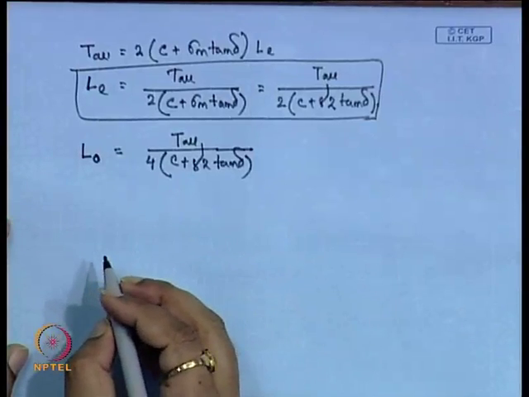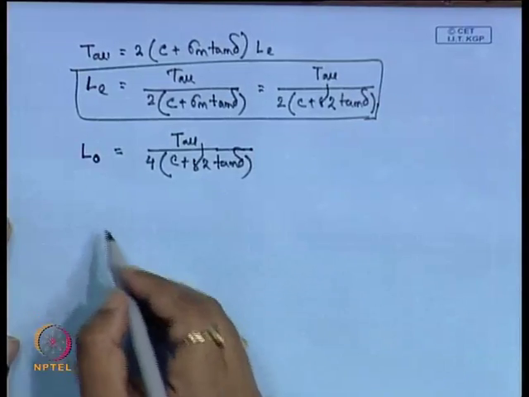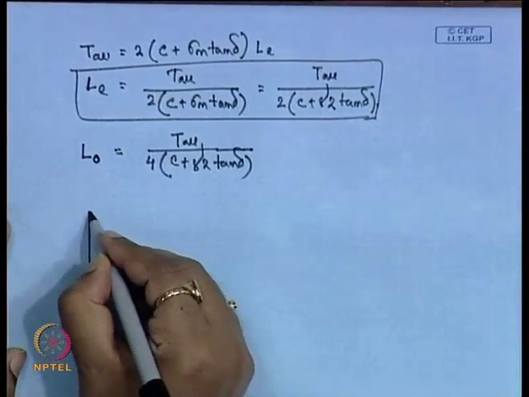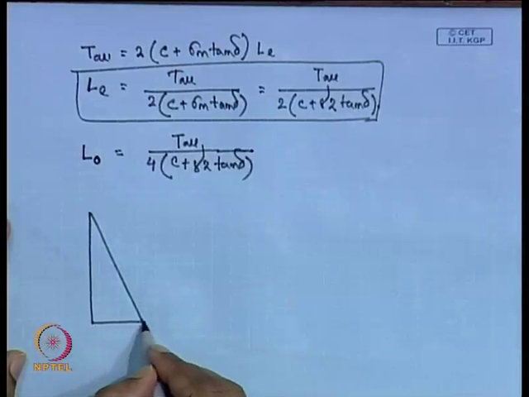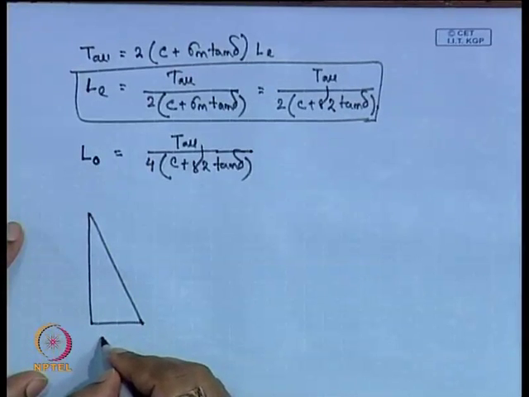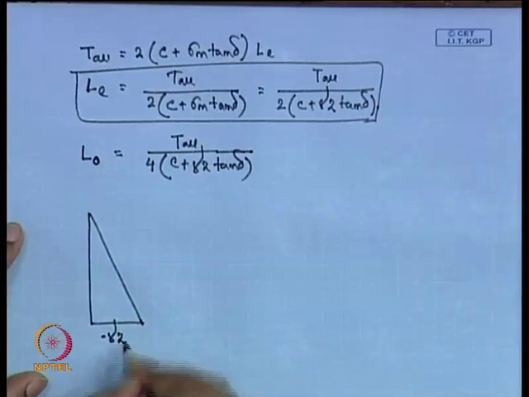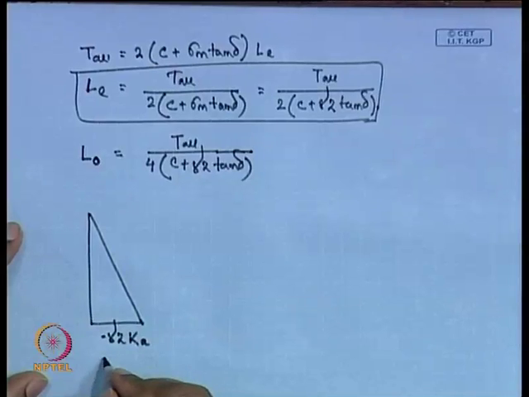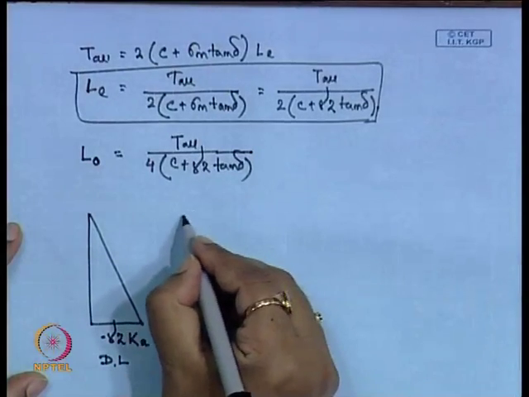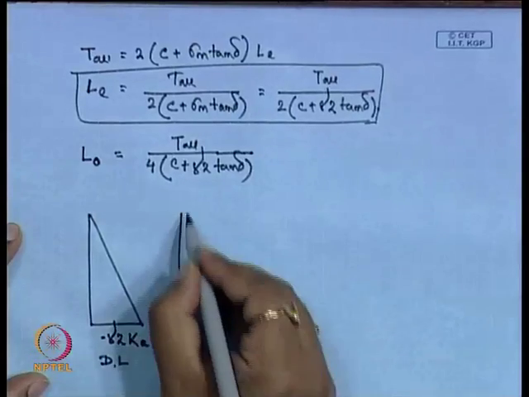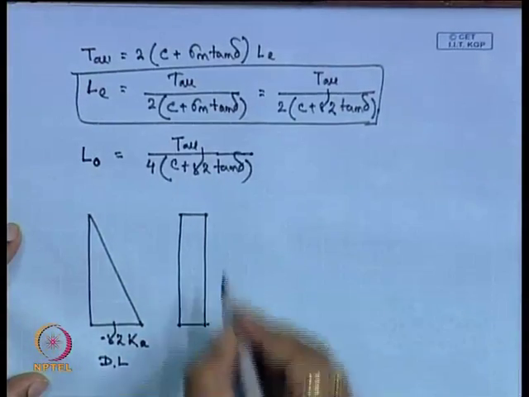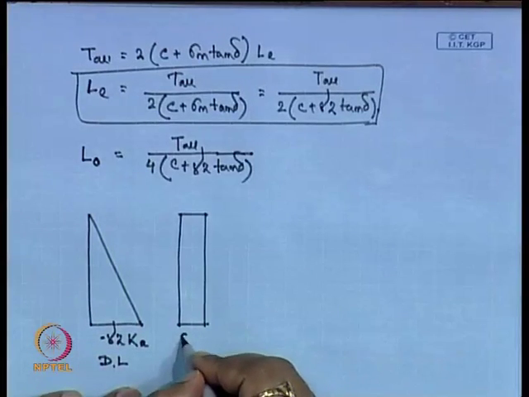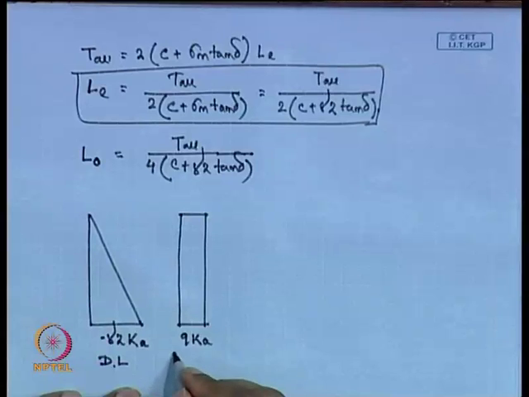Before we go for the design, what are the loading conditions in the reinforced retaining wall? One is our dead load, or the load of the reinforced soil itself. At any depth z, that is gamma into z into k a. Similarly, if there is a surcharge, that surcharge load is q into k a.